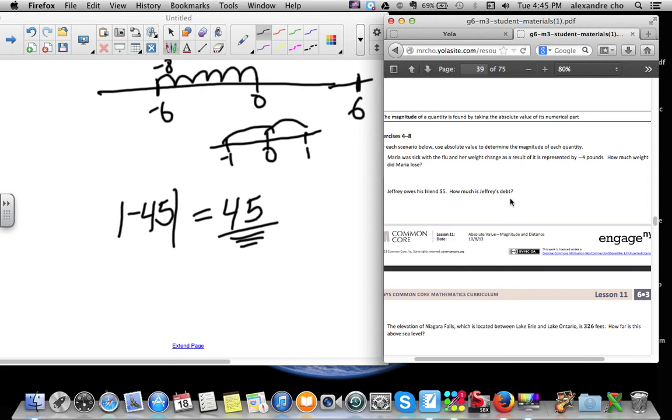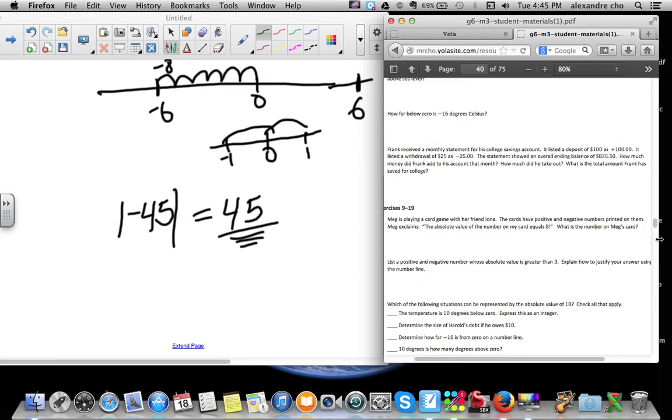This is kind of redundant, don't you think? Yeah. On page 40.